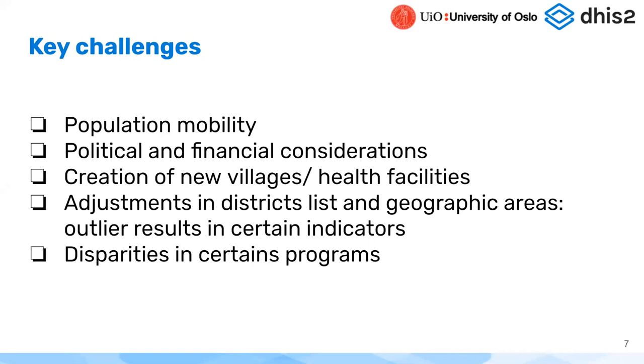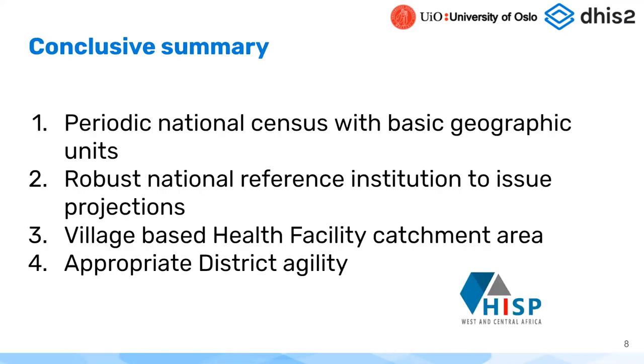So sometimes you can face challenges when you have to compare data across programs because you don't always have the same denominators. So what can we conclude from that? The first thing we should have is a periodic national census, that is the basic. When you have that 10-year GCPH, then you have a strong basis for the next projections for the upcoming years. But when you don't have that, you end up with an estimate, and you lose accuracy.